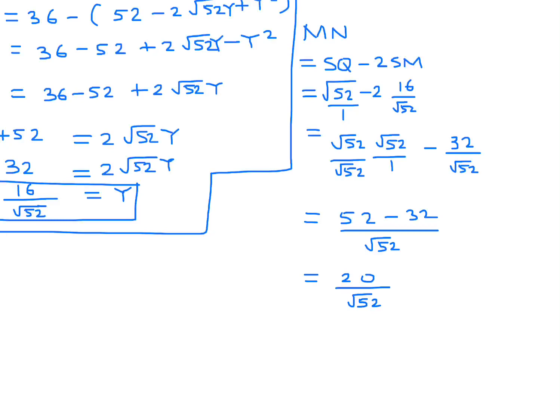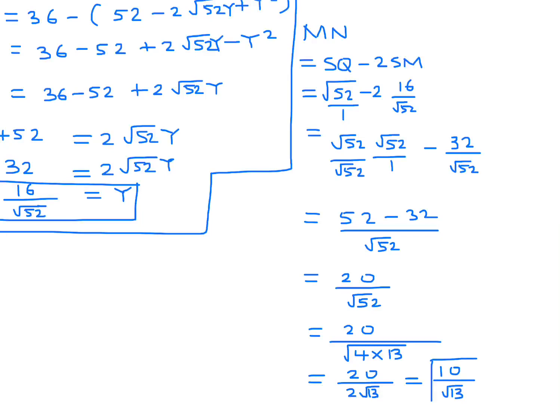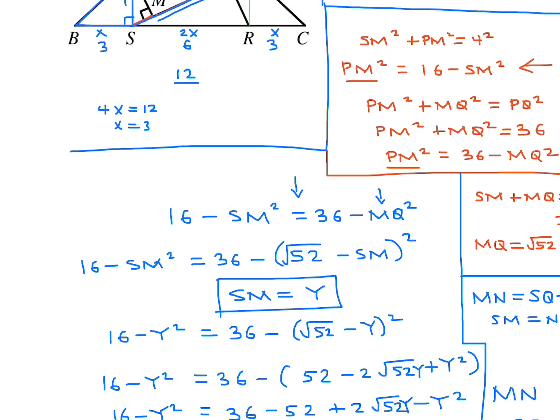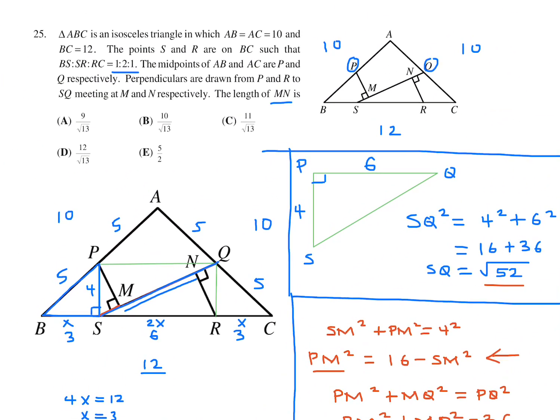And I think the root 52 we can simplify a little bit more because it's 4 times 13, correct? So then therefore this becomes 20 over 2 root 13. And finally that's 10 over root 13. And therefore the answer is 25 is B.